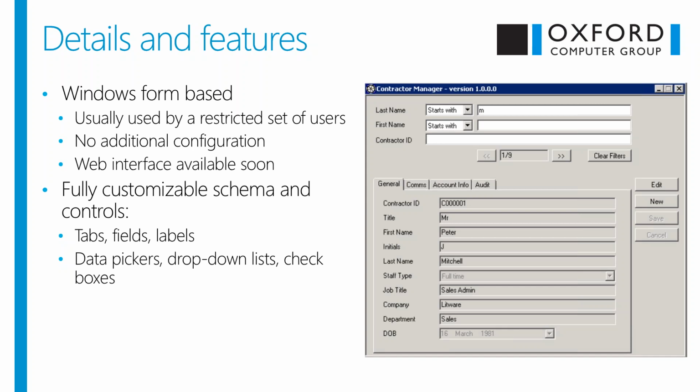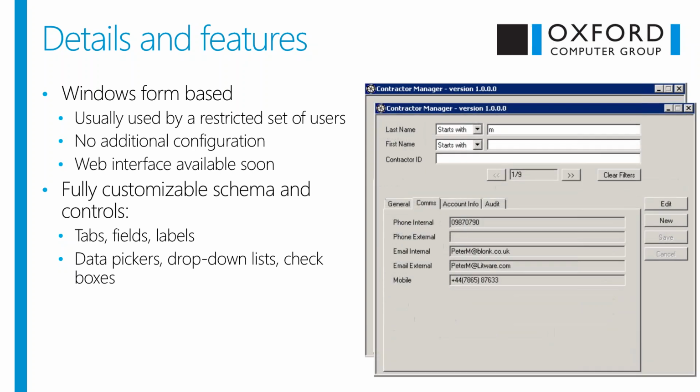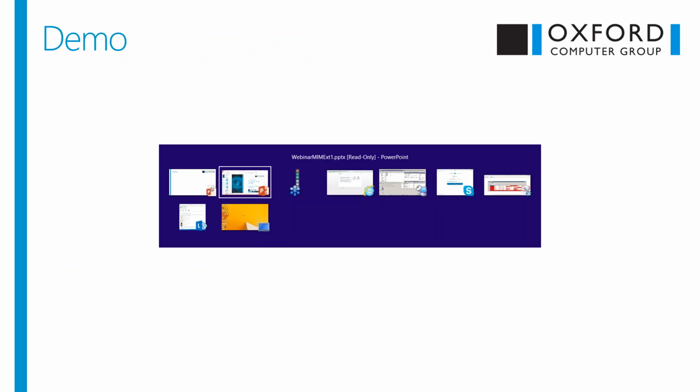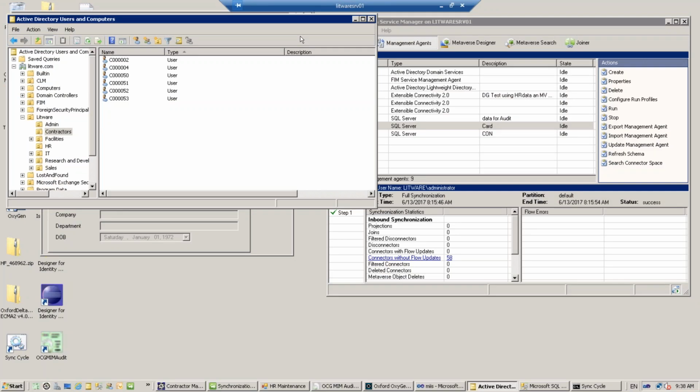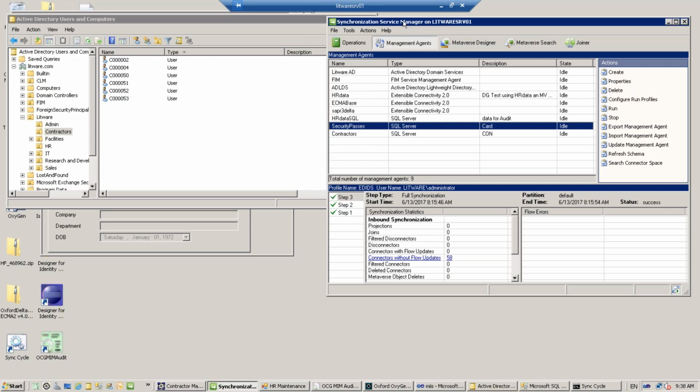So if we were to look at another tab, it might look like this, and you decide what you want on the different tabs. So let's have a look at what it looks like, and I've got a very simple MIM synchronization service implementation here.